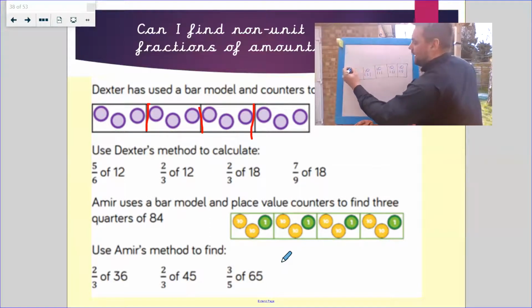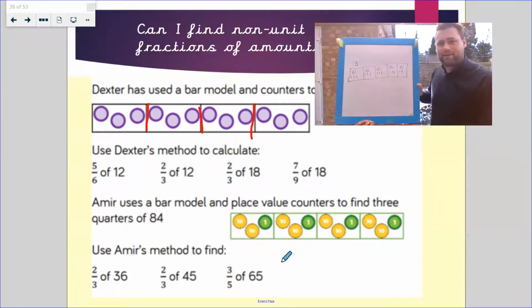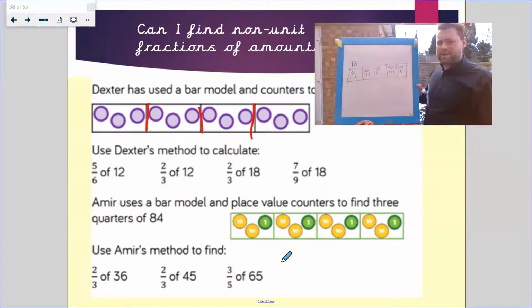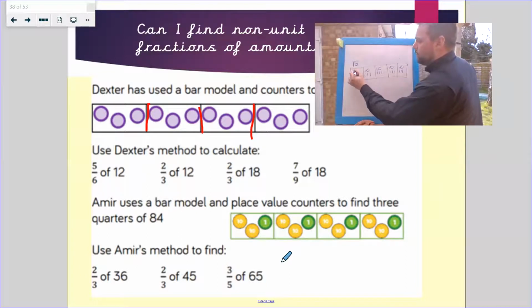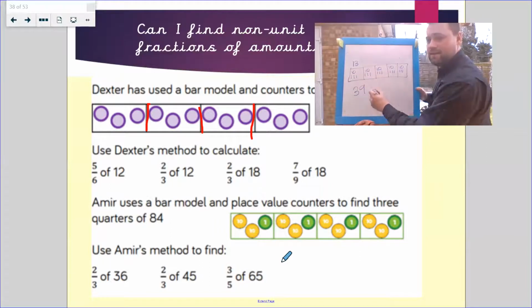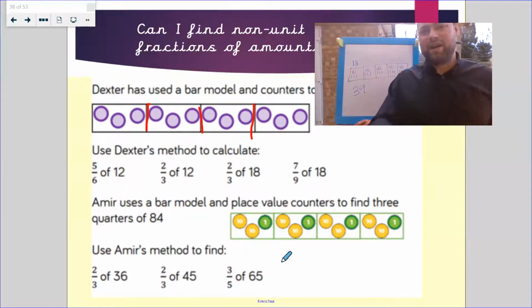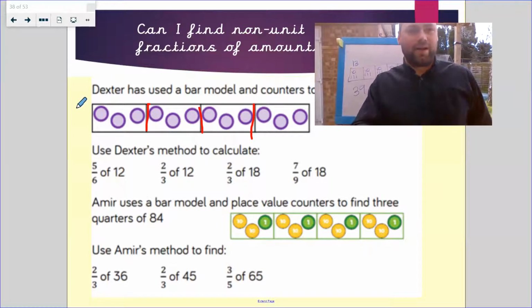So in each group, in each fifth, we have 13. Okay, 1, 3. The question is asking us how much do we have in 3/5. So let's count. We've got 10, 20, 30. And how many 1s have we got? 1, 2, 3, 4, 5, 6, 7, 8, 9. So 3/5 of 65 is 39. So well done if you got that one correct.